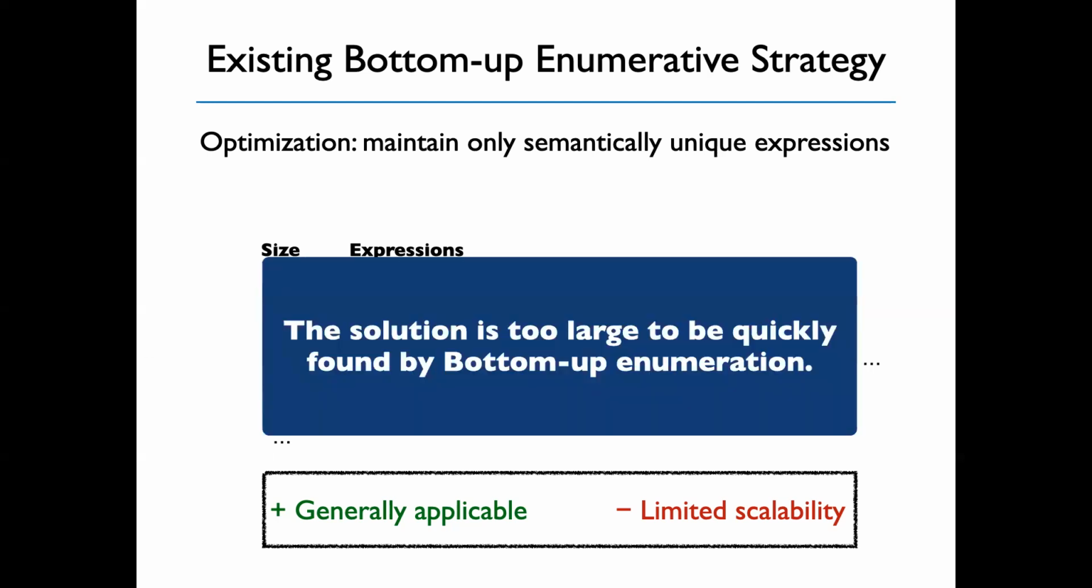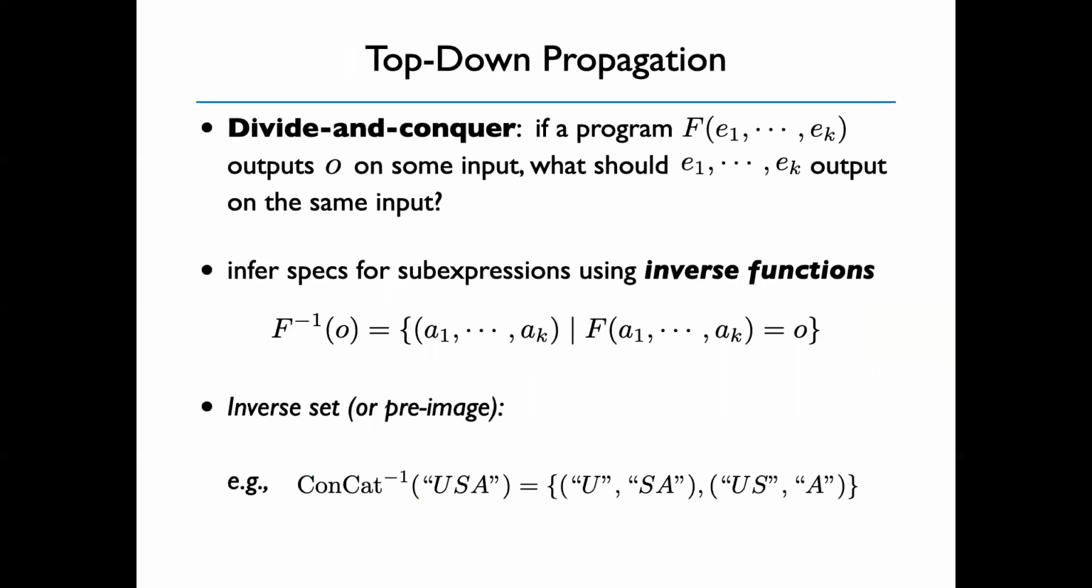Therefore, bottom-up enumeration is usually used for finding small programs and is not effective in this case, where the solution in AST is 12, which is not that small. Top-down propagation adopted by FlashFill recursively decomposes a given synthesis problem into multiple subproblems and combines their solutions.